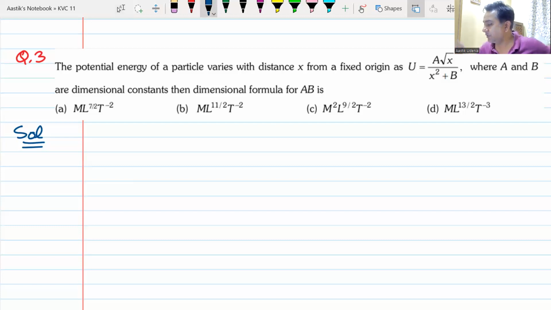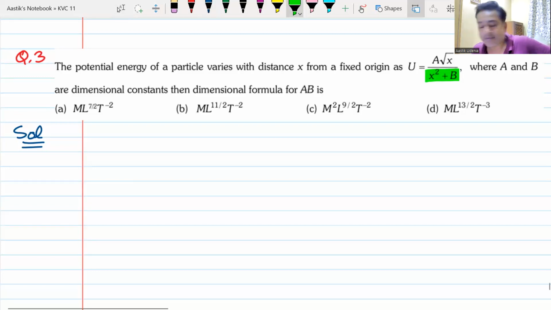How are we going to go about this? First, I'm going to look at the green thing. Now, the green thing in the denominator is x square plus b. We must remember that only similar quantities can be added or subtracted. Do we remember this? Yes or no?